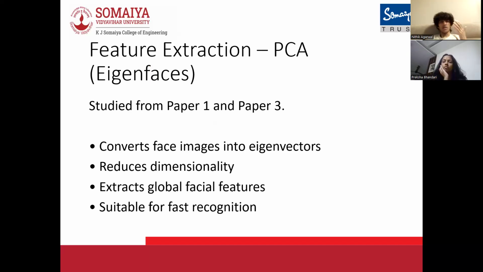Now we'll get on to the feature extraction PCA, which is used in Eigenfaces. We studied this in paper 1 and paper 3 out of the four papers. PCA, that is principal component analysis, basically works like this: it converts images into numerical vectors, finds directions of maximum variance in the data, projects faces onto these directions called eigenfaces, and keeps only the most important components. It is mainly used because it reduces data size, makes computation faster, and extracts global facial features. The limitation is that it's very sensitive to lighting and facial expression changes.